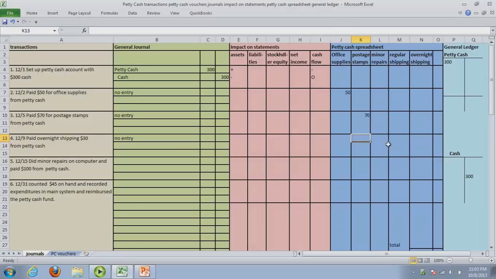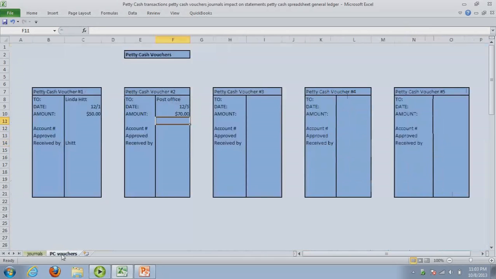So overnight shipping, I guess we have that as a separate category. Maybe we want to see if we spend too much at overnight shipping, or to control those costs. So we enter it into our spreadsheet, and the petty cash voucher would be filled out. And let's say that Jane is the employee, took it to FedEx or wherever to have it shipped out, and it's December 7th, I guess, or December 6th, rather.